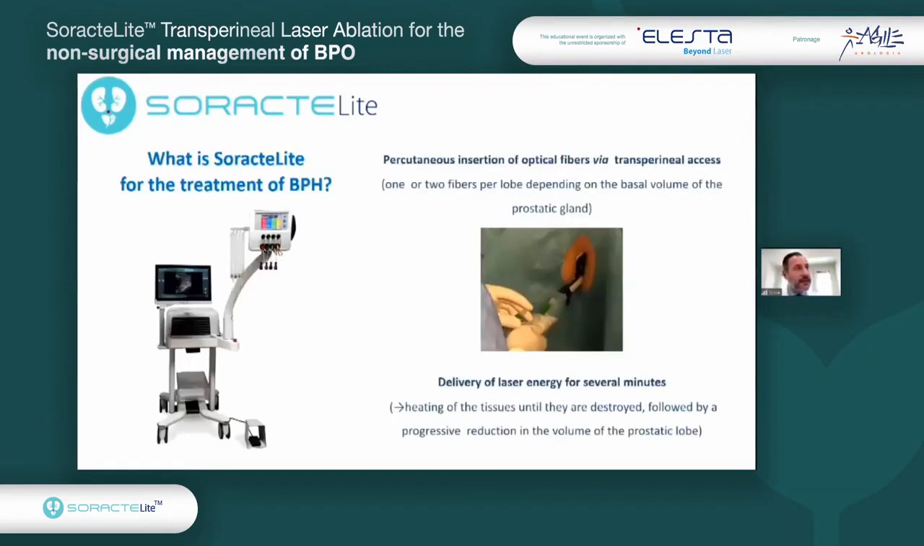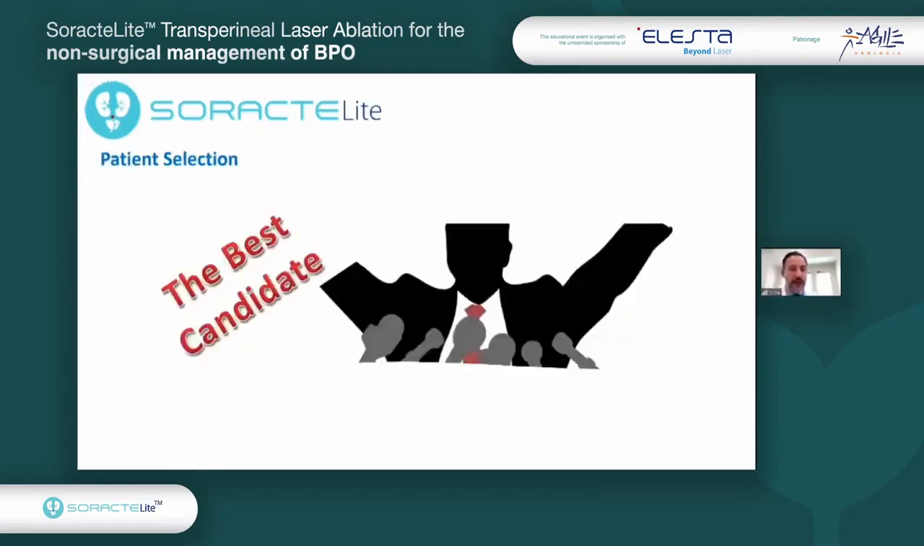So the treatment is obtained by the percutaneous insertion of optical fibers using, as I already said, the transperineal access. We will place 1 or 2 fibers per lobe, depending on the volume of the prostatic gland. And once we have placed the fibers, we will deliver laser energy for several minutes, always depending on the prostatic gland and how many treatments we decide to perform.